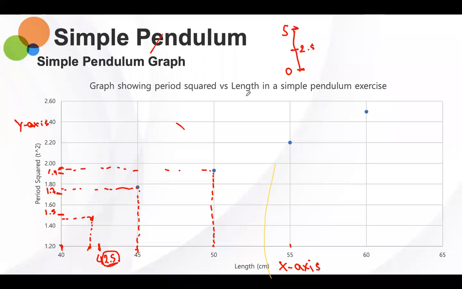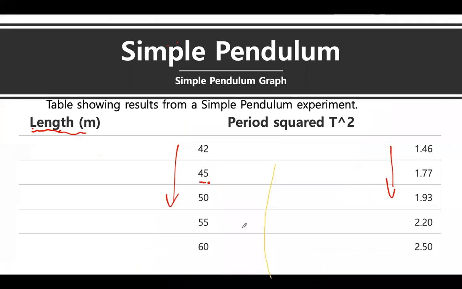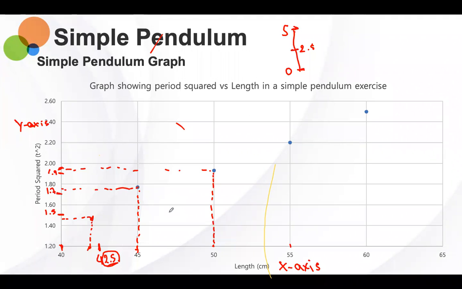Let's do the last one before we go. We're matching up 55 and 2.2. Let's try that one. So where is 55 on the x-axis?